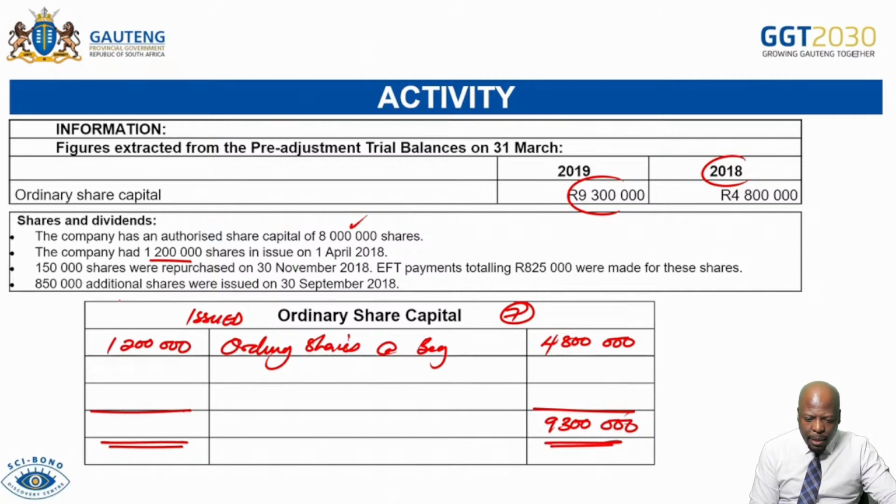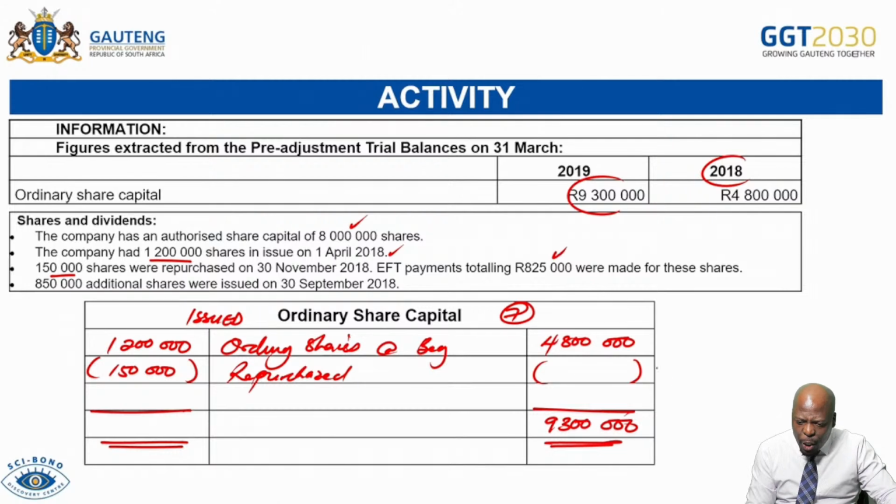Okay. And then it goes on to say 150,000 shares were repurchased. So the first thing that is happening is a repurchase. And before I do anything, I open brackets. How many shares were repurchased? 150,000 shares were repurchased. And these were repurchased at 825. Do I record the 825 in here? Certainly not. What do I need to do? To calculate the average price.